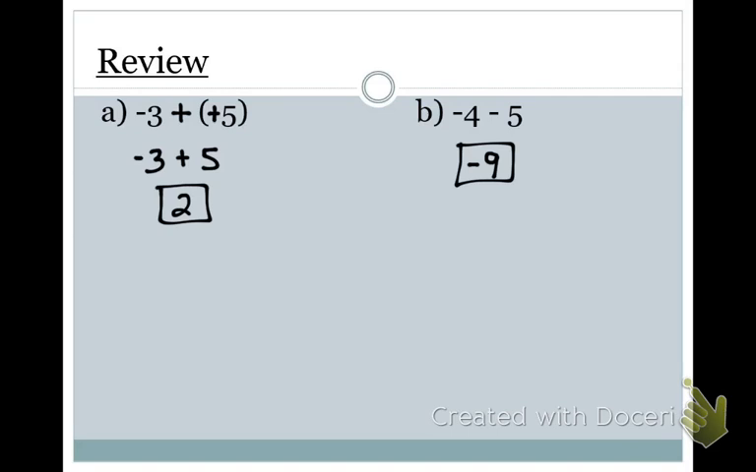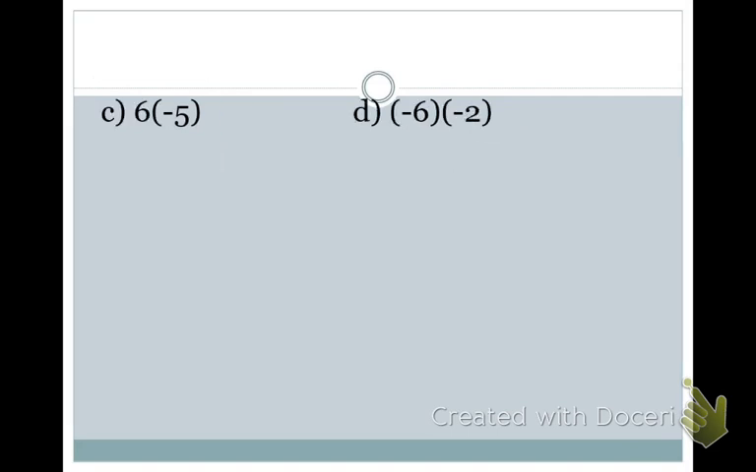All right, 2 last problems for today. What does it mean when you have a number next to another number with parentheses? You're multiplying. Is this the same rules, same sign, add and keep? It's not. Okay, I want you guys to try problem C and D on your own. What's the first answer? -30. Good job, because there was only one negative sign, so you have to keep the negative.